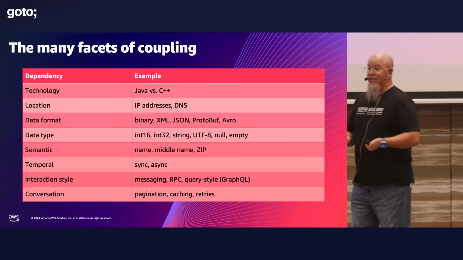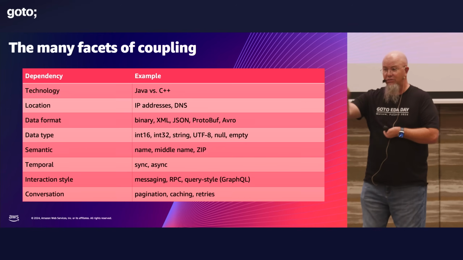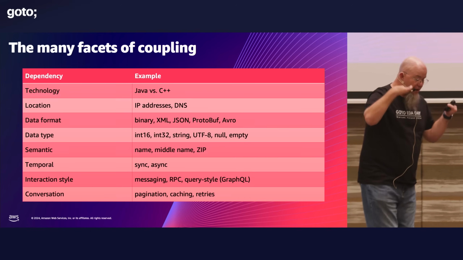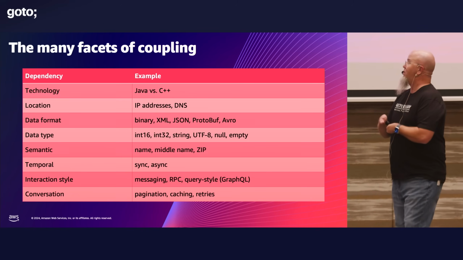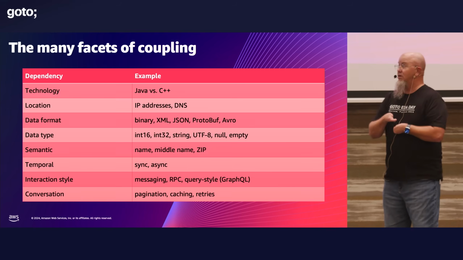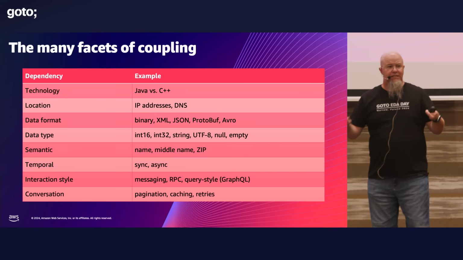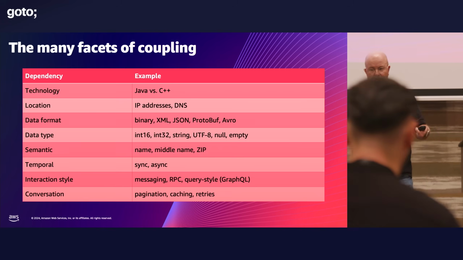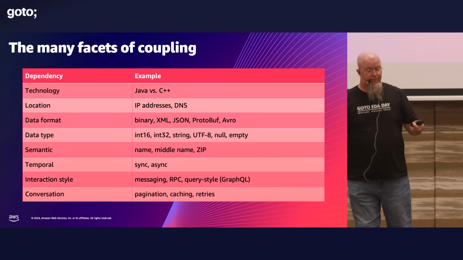That changes when we have things like Lambda functions, where you can say this one we're going to do in this language, and this one in that language. But when we build monolithic apps, we're stuck with that. So there's a coupling there, a dependency. Location, IP address, DNS, we're tied to those. Things like data type or interaction style. All kinds of different things can be coupling, and we want to remove as much of it as we can.